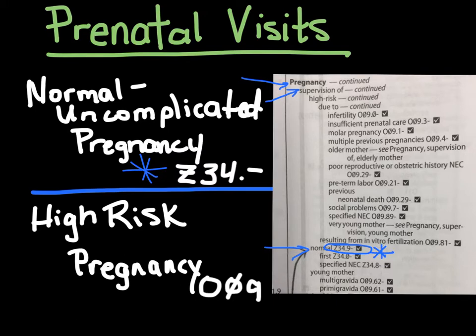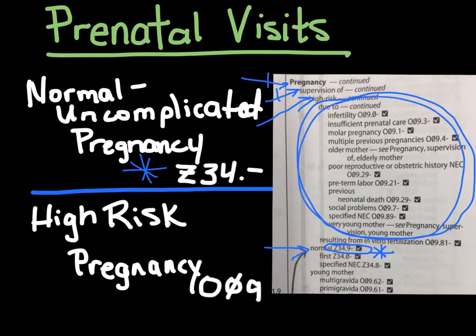However, I do want you to note that many pregnancies may be documented as high risk. If that's the case, please note you will not be using a Z code. Instead, we go to pregnancy, supervision of, high risk. All of these subterms include codes from the actual pregnancy or the OB chapter, the letter O, with O09 listed as the category.